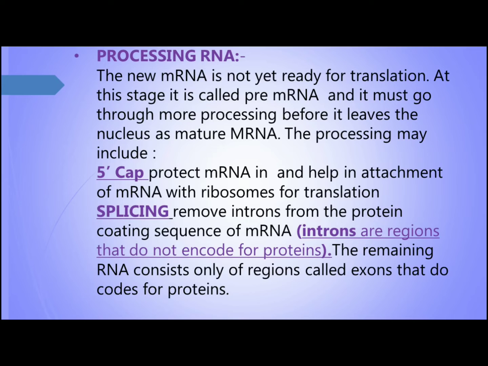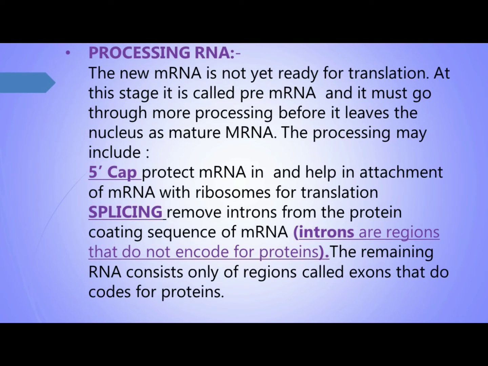Processing RNA. The new mRNA is not yet ready for translation. At this stage, it is called pre-mRNA and it must go through more processing before it leaves the nucleus as mature mRNA. The processing may include a 5' cap, which protects the mRNA and helps in attachment of the mRNA to ribosomes for translation.